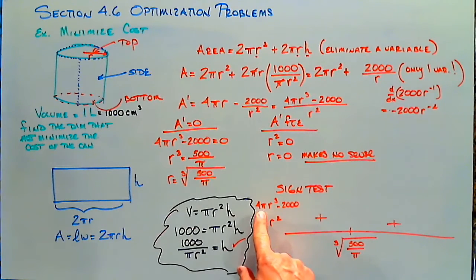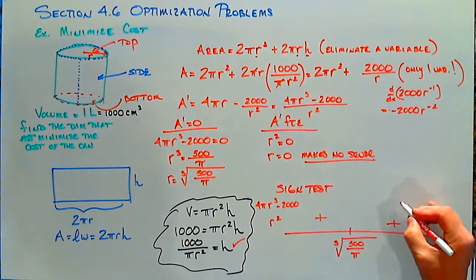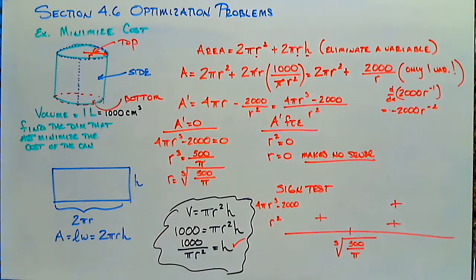If I put a billion in here, I've got 4 pi times a billion cubed, I'm taking away 2,000. I'm pretty sure that when I put a billion in there, a billion cubed times 4 times pi is going to be bigger than 2,000. So this is going to be plus.